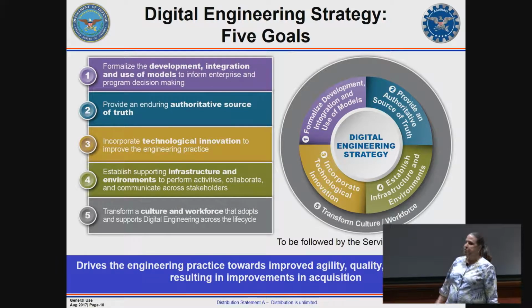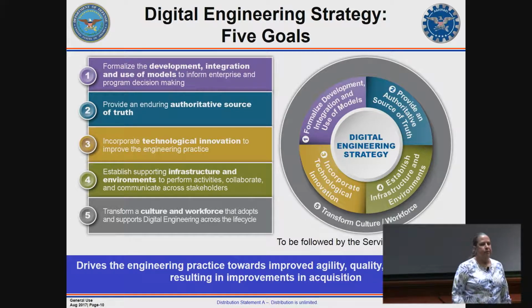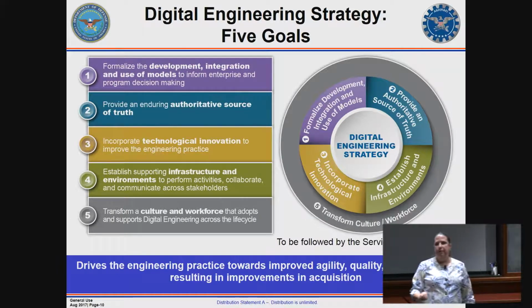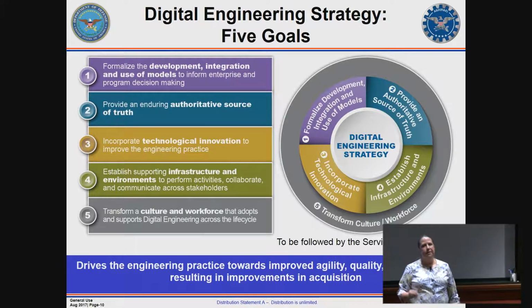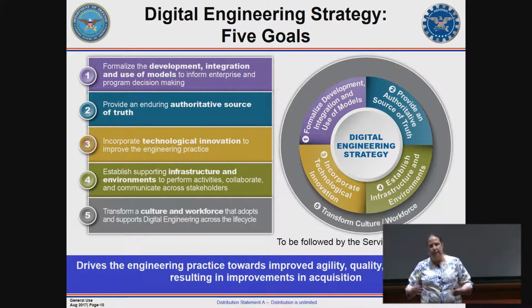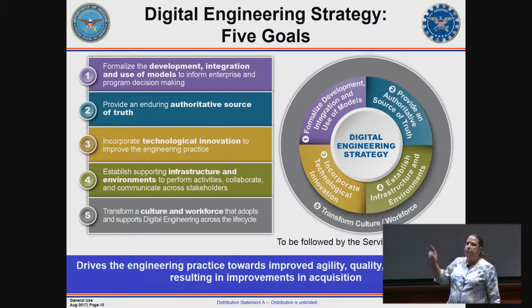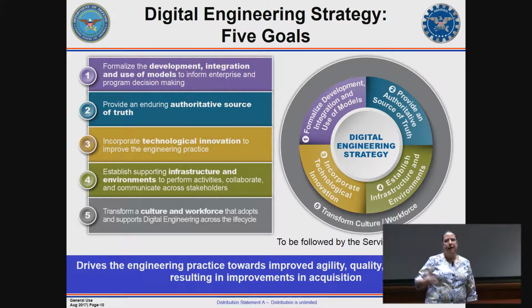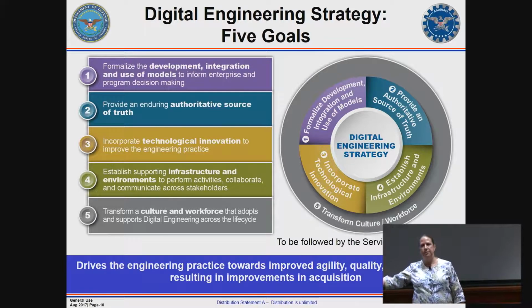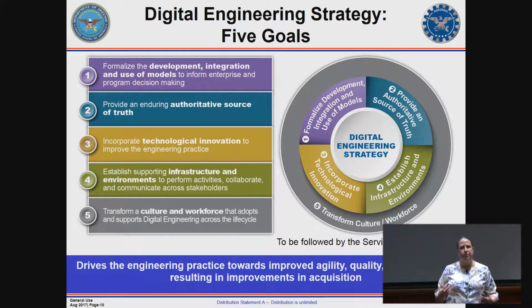We want to provide an enduring, authoritative source of truth, not singular, but the models provide that source of truth, right? They have to be computed on. They are what they are. 1 is 1 is 1. It doesn't change. We want to be able to incorporate technological innovation. So what does the cloud after next look like? How does this digital engineering ecosystem take advantage of that? We want to make sure that people open their thinking to these new and not so new ideas.